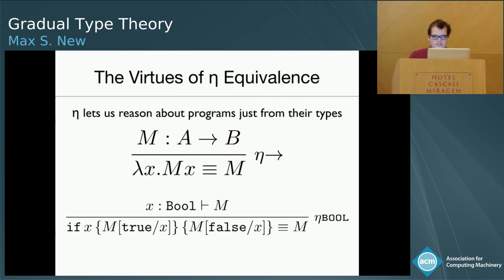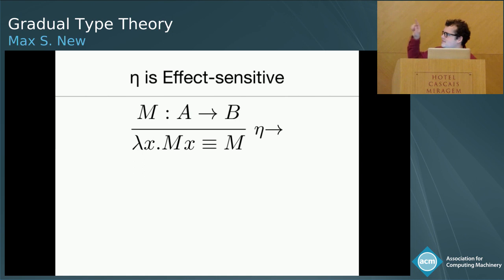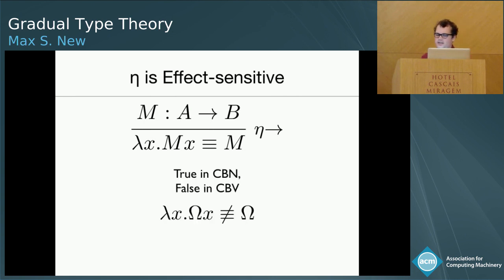And you might be squinting at this first one and say, hey, wait a minute, that doesn't actually look right. And that's because eta is effect sensitive. So we need to be careful about the evaluation order when we specify these. So for instance, for the function type, this one's going to be true in call by name evaluation, but false in call by value, because a diverging program will not be equivalent to a lambda.